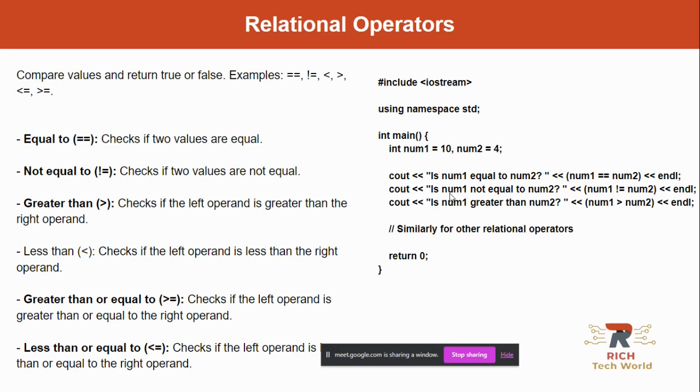Okay. And we are also printing on our screen with the next line: is num1 not equal to 2? So you could see here num1, and we are using the operator not equal to.